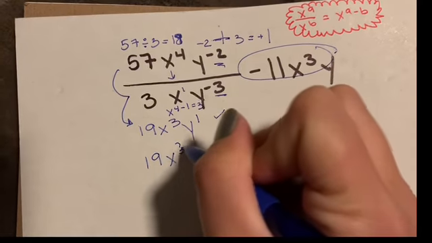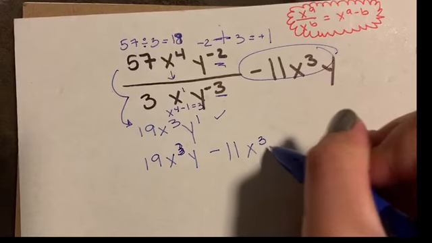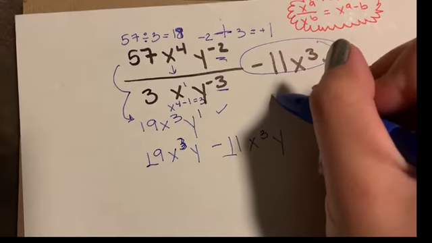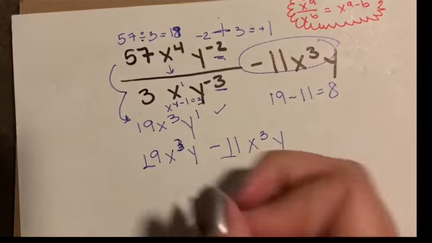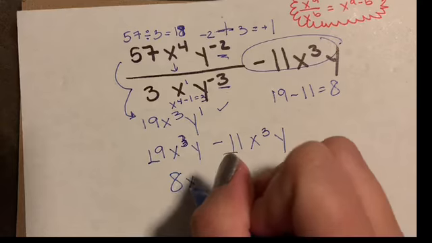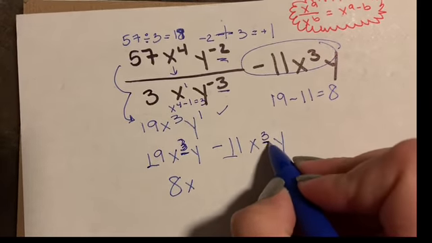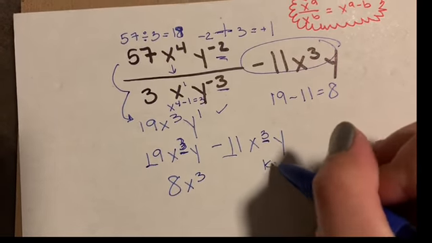And you work with your constants again. 19 minus 11 becomes 8. And since the variables are the same, you don't have to add or subtract or multiply. You just keep x to the third and y.